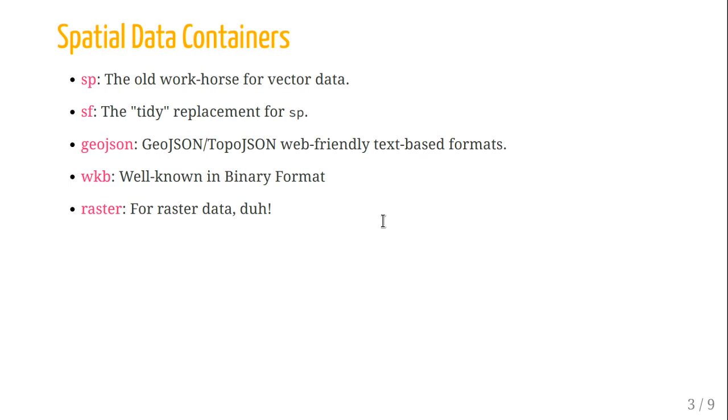WKB is like well-known binary format. So simple features is a specification that I'm going to talk about later. And it defines two formats, well-known text and well-known binary. Text is just a simple textual format that we'll see, and binary is like the binary representation of it, which is much more condensed, much more space efficient. So if you're moving data across, storing data on disk, WKB is a very useful format for that. I personally don't really work a whole lot with WKB, so I don't really know much about it, but from what I know, it's really efficient.